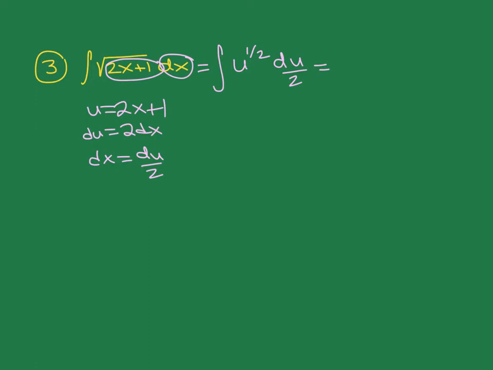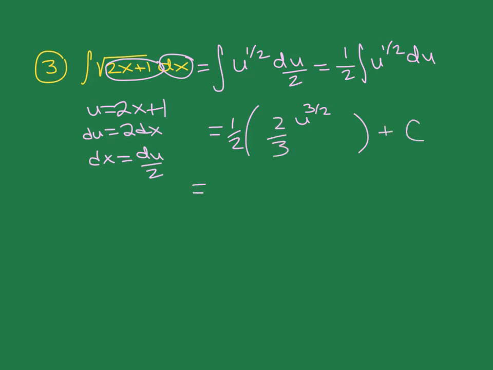Just notice that it's at the bottom of the fraction, so it's got to stay at the bottom of the fraction. So I end up getting 1/2 u to the 1/2 du. Now I'm just going to use what I know about taking the integral of a power. So I'm going to add 1 to that power, and then it's going to be multiplied by 2/3. And also, don't forget the plus c. Last step is to simplify and replace your 2x plus 1 in for your u.